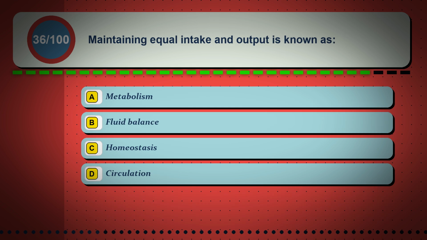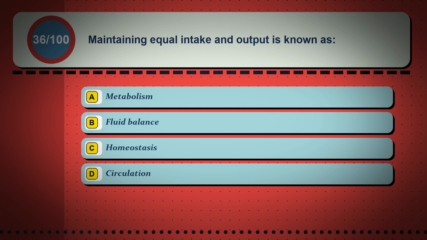Question 36. Maintaining equal intake and output is known as: Option A, metabolism. Option B, fluid balance. Option C, homeostasis. Option D, circulation.